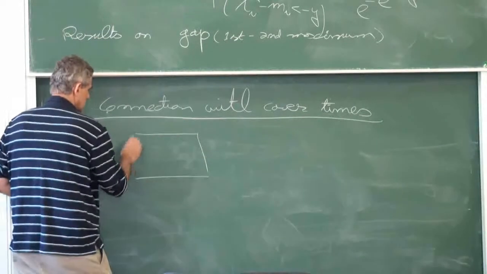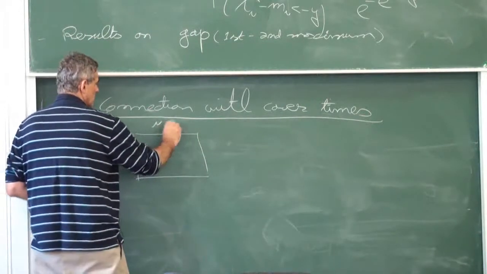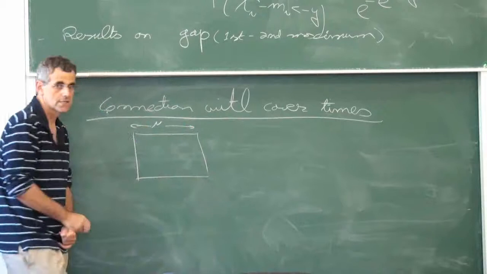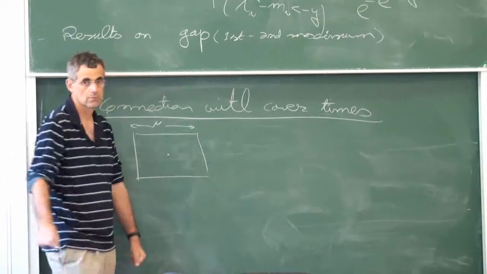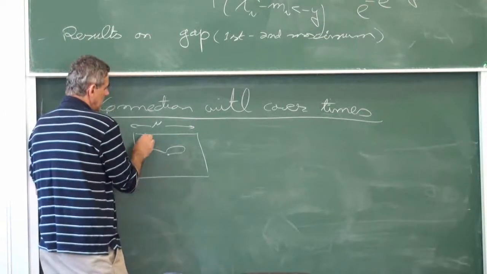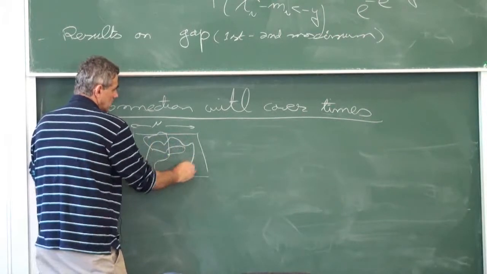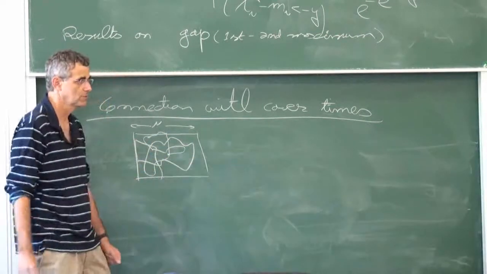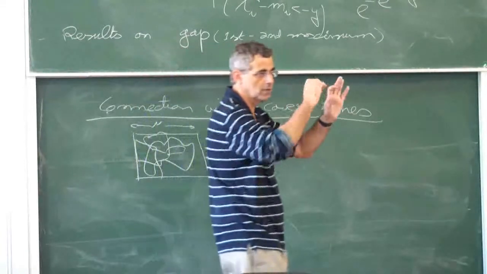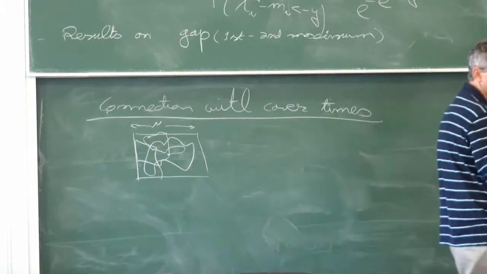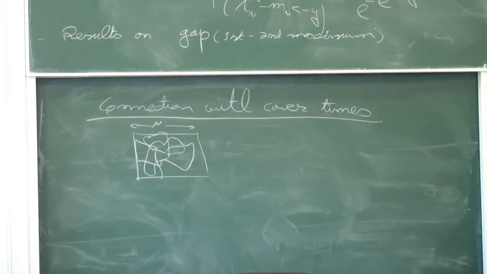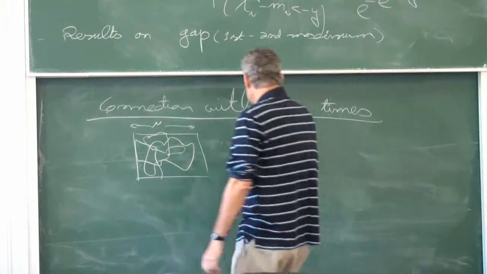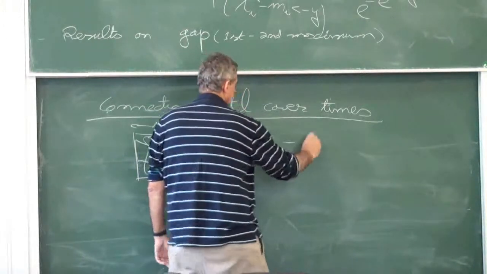Take the two-dimensional torus of size n. Start a random walk in the middle. Look at the time until you cover every single pixel in this picture. So think of it as a screen. You have this random walk. How long will it take before the whole screen goes black? So call this time Cn. This is a cover time.